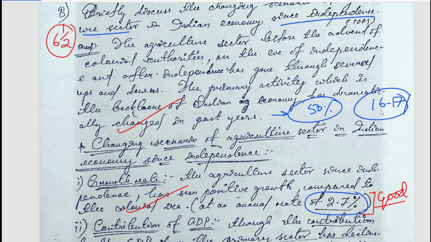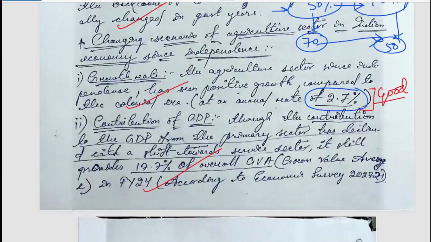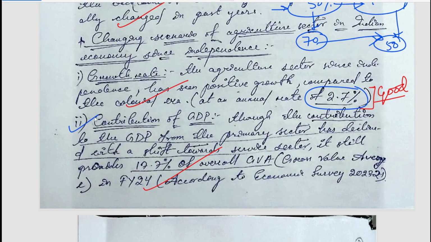If you see the latest data, at that time around 70% of population was directly or indirectly engaged in agriculture, employed through agriculture. Still it is now around 50%. So you can see that GDP share has diminished significantly, but the percentage of persons engaged in agriculture has diminished very little. So you can see how agriculture has shifted from independence till now. You can see the contribution to GDP has been mentioned.